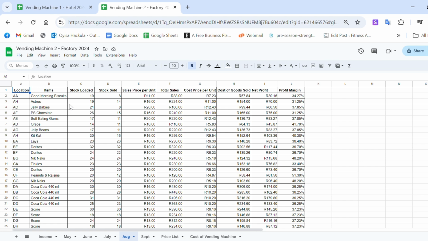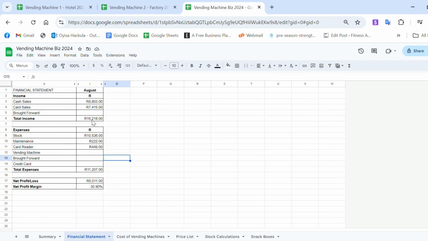How I get an idea if it's accurate is I look at the total income made for the business. I will see how much was made, which would be this 15,000 or 16,000 that you would see here, and then minus what I had paid in terms of expenses, being the stock, the maintenance, and the service fee or license fee that I pay to the distributor of the card reader. And that gives me a profit of 5,000 Rand in total.